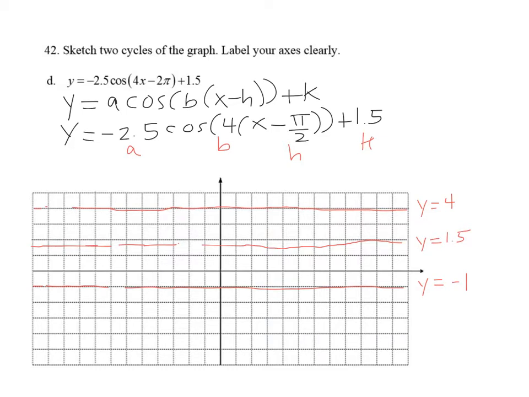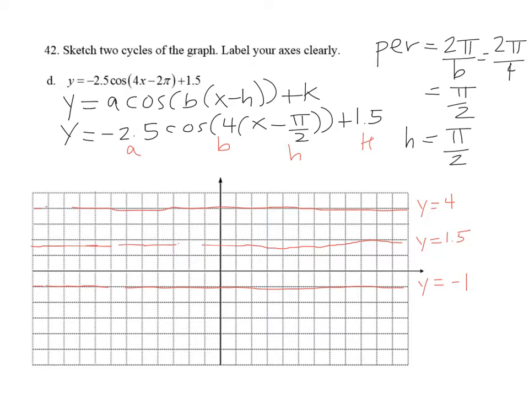So now from here, I need to calculate the period. You should realize that the period does not come directly from the equation. It's related to the b value. So the period equals 2 pi divided by b, which in this case is 2 pi divided by 4, or pi over 2. The h value, coincidentally, is also pi over 2. And this is going to be the first x value of one cycle of the graph.